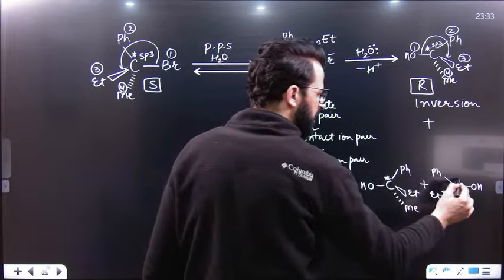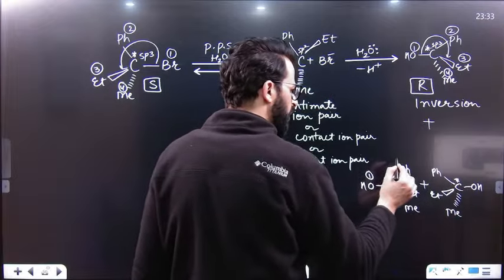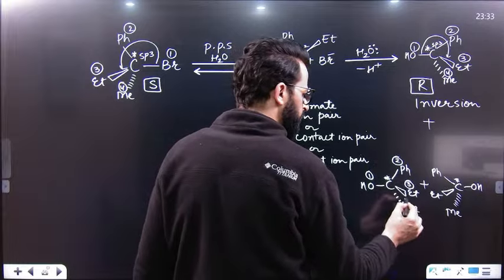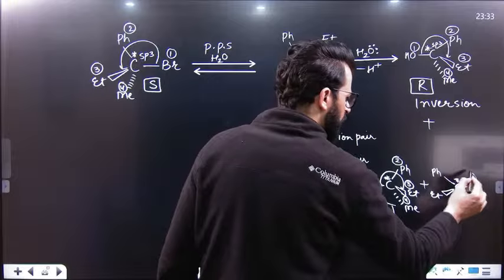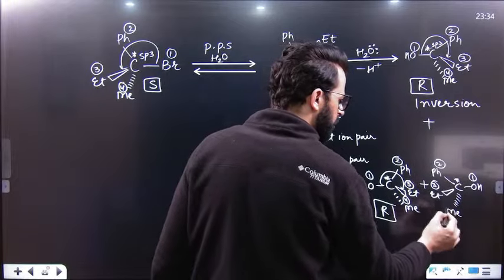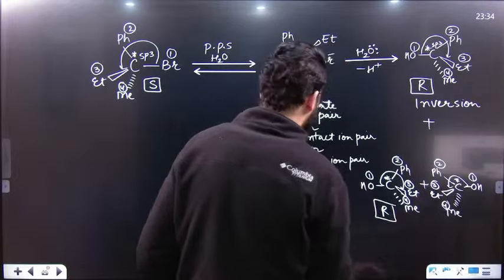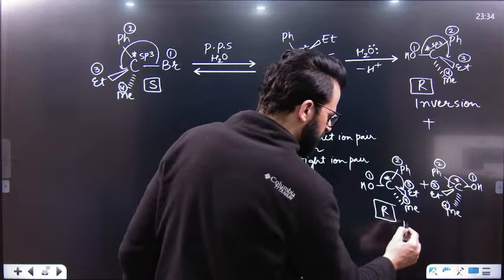And we know this is a chiral center. We know this is having 1, 2, 3 and 4. I mean to say, this is having configuration R. And this is having 1, 2, 3 and 4 configuration S. So from S to R, that means it is inversion.